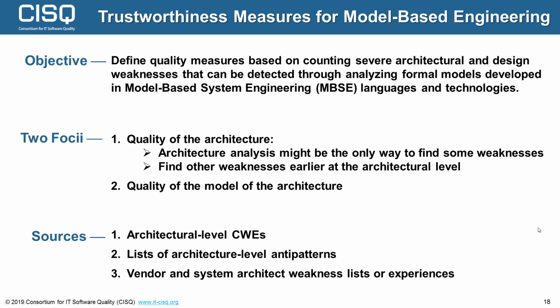And so there's sort of two kinds of measures. One is the quality of the architecture and design itself, and the other is the quality of the model of the architecture. Does it have the components that it should have to be a thorough model? So that's work that's currently just initiated with CISQ. Next slide, Tracy.